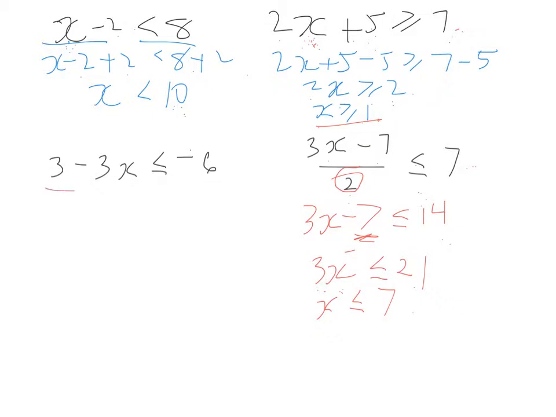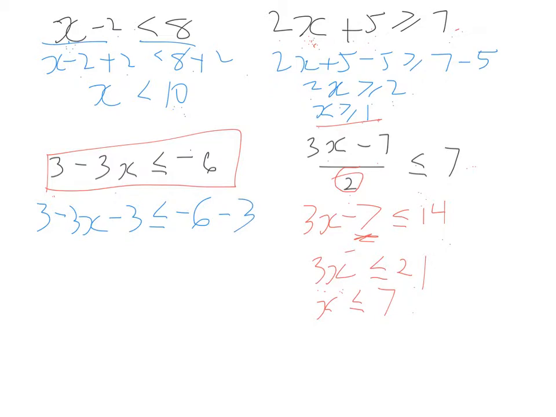Okay, over here, this one is the one that's a little bit different. I wonder if anyone can see why it's different. But we'll see what happens here. So we've got to remove this 3. So we're going to make it a different colour. 3 minus 3x is less than or equal to negative 6. To remove that 3, we're going to subtract 3 from both sides. Now, our two 3's will eliminate each other. So we've got negative 3x less than or equal to negative 9.